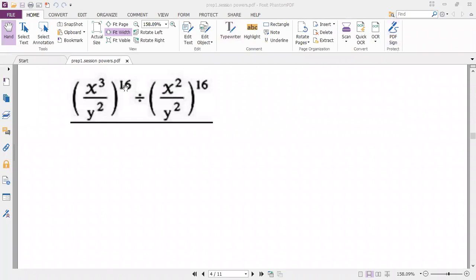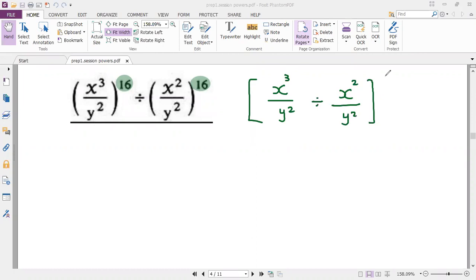The same here in this example. I have an expression raised to the power of 16 divided by an expression raised to the power of 16. So we can divide the first fraction, x to the power of 3 over y to the power of 2, divided by x to the power of 2 over y to the power of 2, all raised to the power of 16.